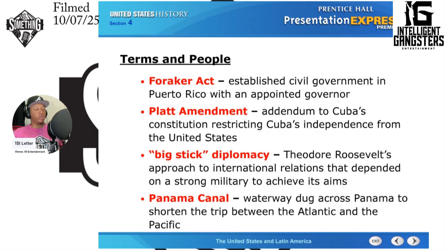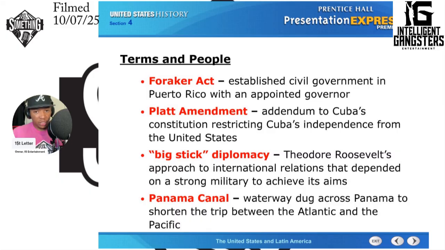The Platt Amendment was an addition to Cuba's constitution that basically gave the U.S. power over Cuba without annexing Cuba. You feel me? And we talked about the Teller Amendment previously, that said we were not going to annex Cuba. But that Platt Amendment to Cuba's constitution allowed America to approve or reject Cuban treaties, allowed America to intervene in Cuba if need be, and allowed America to lease military bases there. Again, making us Cuba's daddy. You know what I'm talking about?